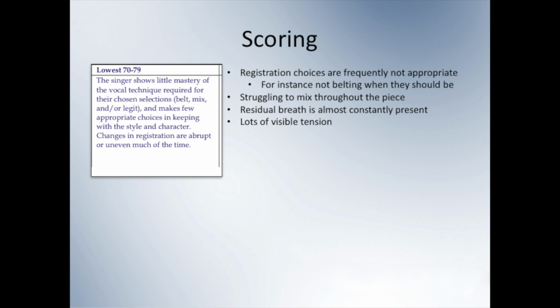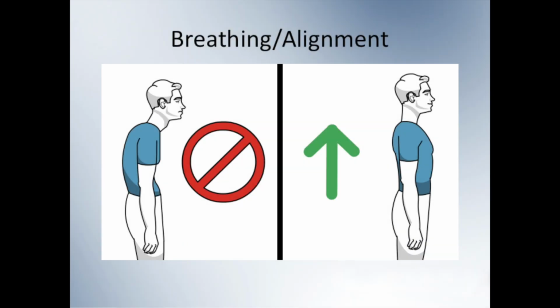The following criteria would justify a low rating for a student in the category of tone. If a student came in and showed little mastery of the vocal technique required for their chosen selections, barely made any appropriate choices in keeping with the style and the character, and was abruptly changing between registrations throughout, that would justify a rating of low in this category. Other things would be excessive residual breath in the tones throughout every piece that they sing, and a lot of excessive tension as well.